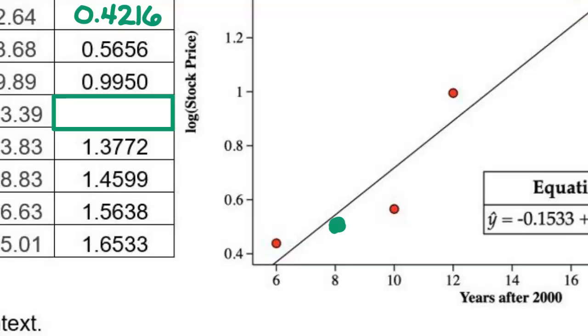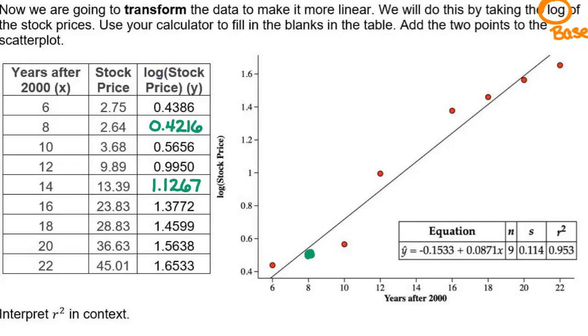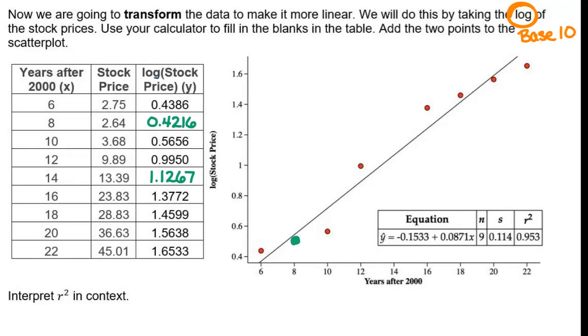Let's do the same thing for 2014. For 14 years after 2000, we have a stock price of 13.39. What is the log of 13.39? 1.1267. So then we're going to come over to 14 years. We do 1.1267, so about here-ish.